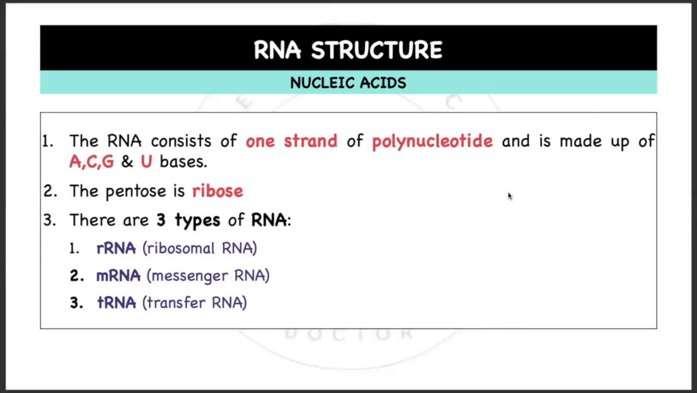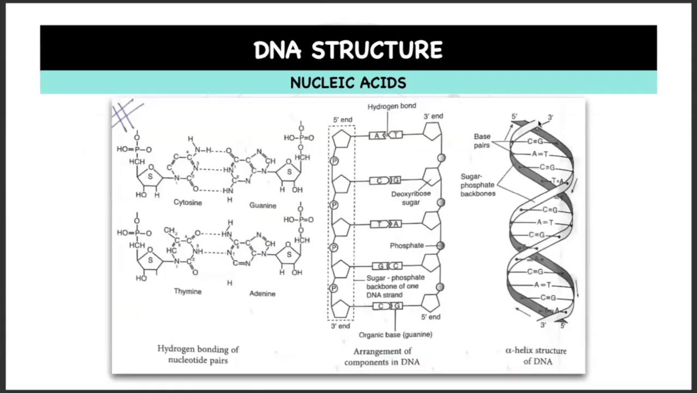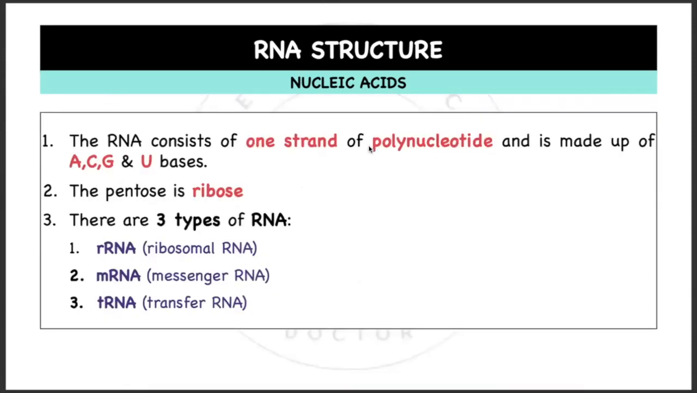RNA stands for ribonucleic acid. RNA consists of one strand of polynucleotide and is made up of A, C, G, and U. So you have the adenine, cytosine, guanine, and the uracil bases. Remember, for RNA, it's uracil. For DNA, it's thymine. So take note here, DNA you have 2 strands, RNA you have only 1 strand, meaning you only have this portion over here. So the pentose for RNA is ribose.